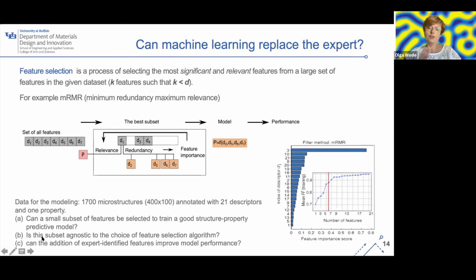We tried different feature selection algorithms. They all gave us a very similar number. And we also asked the question, can the expert-identified or enriched features improve our model? And the answer is yes. So I was really happy with those results because it shows that yes, we can replace the expert to some extent. We can automate the process. The process can be much faster. The set of features are very similar, and it's independent of the method that we use.